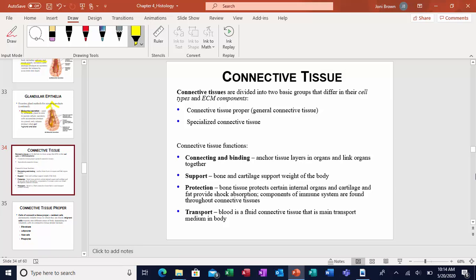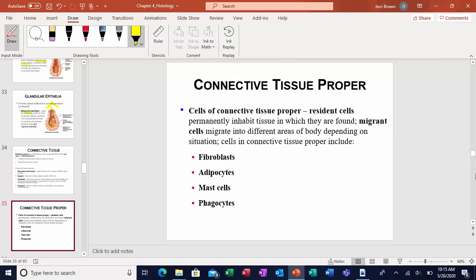Transport. The reason that it functions in transport is because blood is connective tissue and it transports substances all over the body. Now, connective tissue proper, or general connective tissue, has certain types of cells. It's got cells that live there permanently. They're called resident cells. And then it's got cells that move in and out depending on what's going on in the body. And those are called migrant cells. And we have fibroblasts, adipocytes, mast cells, and phagocytes that we're going to talk about.